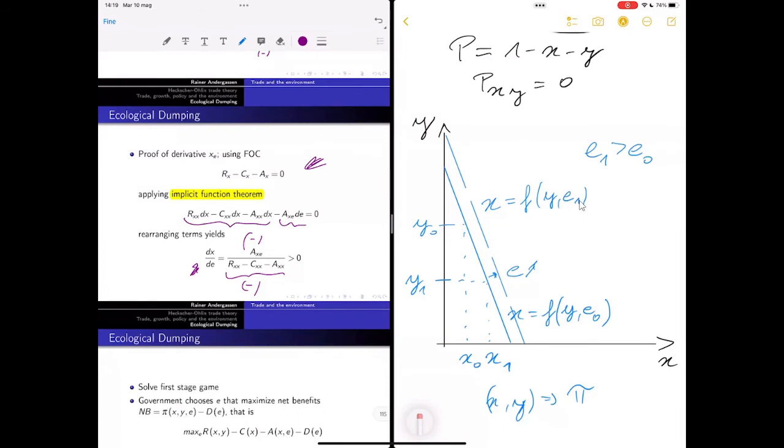So let me rephrase this. By moving along the reaction function, my profits change. So I want to know where profits are larger, if I'm moving towards the bottom here or towards the top. So where are they larger, here or here? The bottom or the top of the picture?